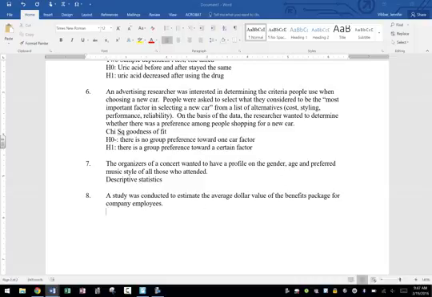And last but not least, a study was conducted to estimate the average dollar value of the benefits package for company employees. So this just says you're going to go out, you're going to ask a bunch of your friends, hey, what's your salary versus your health insurance premiums and things?